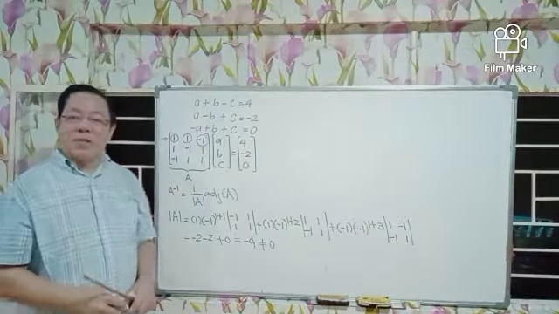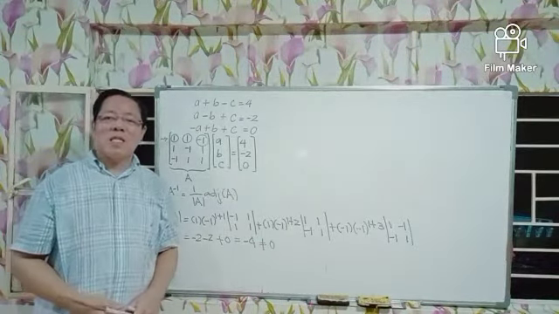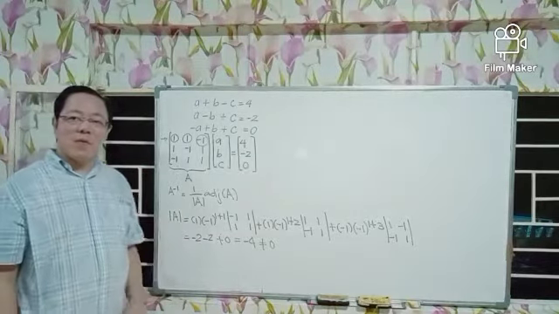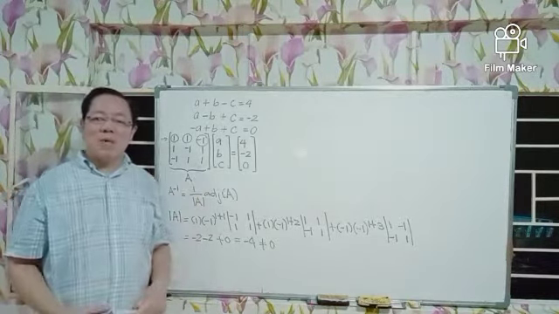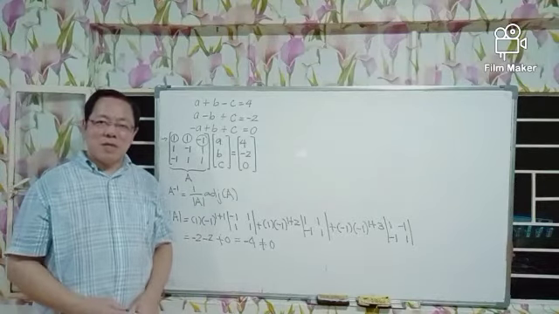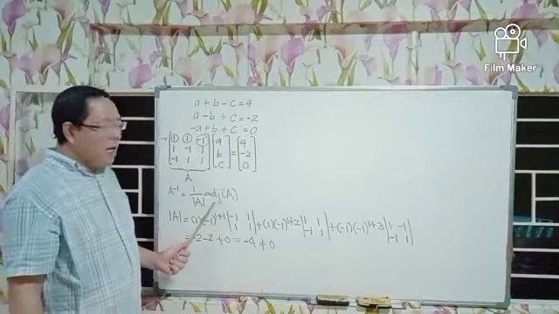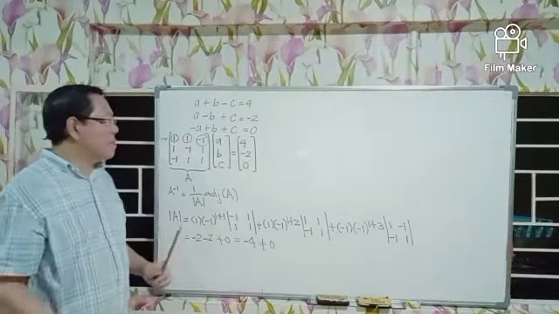And the determinant of A, negative 4, is not equal to 0. Therefore, this matrix has an inverse, and we can solve this system of linear equations using inverse. We now find the inverse of A by getting first the adjoint of A.